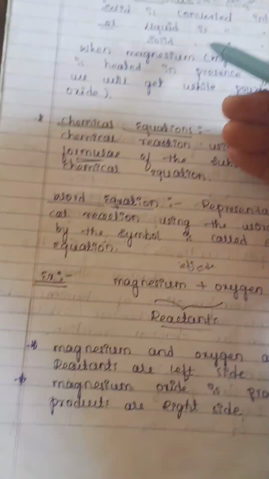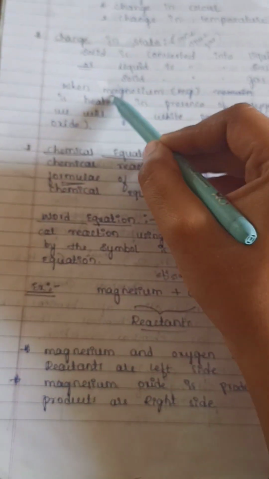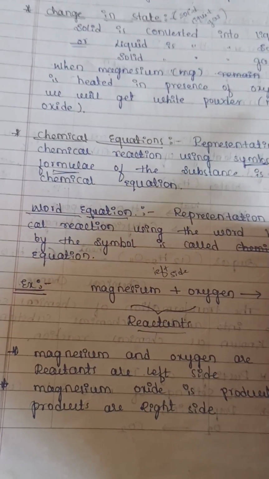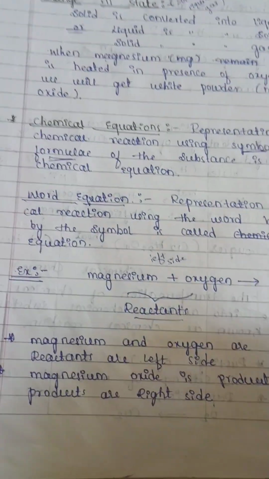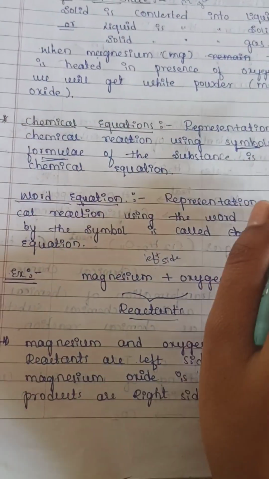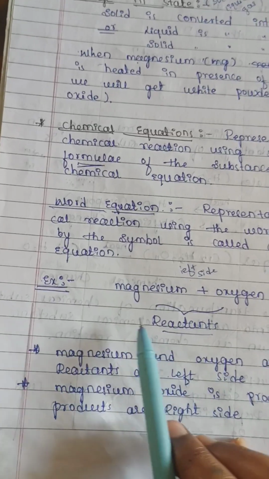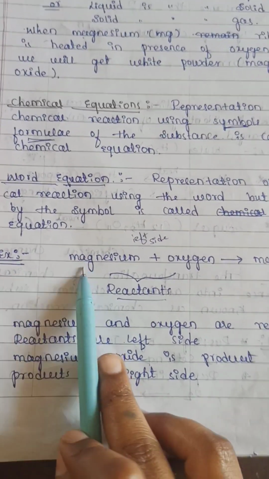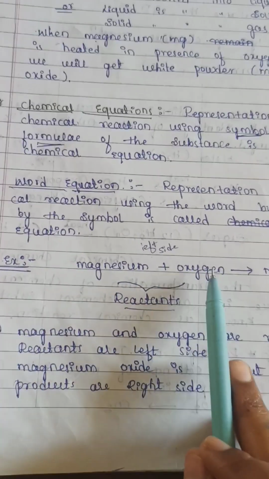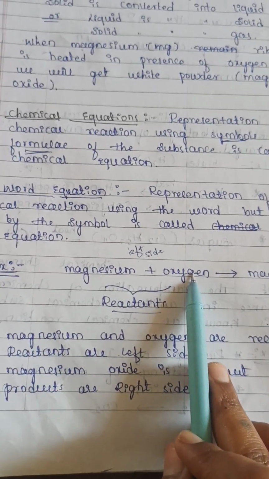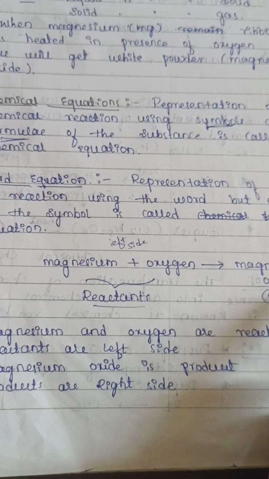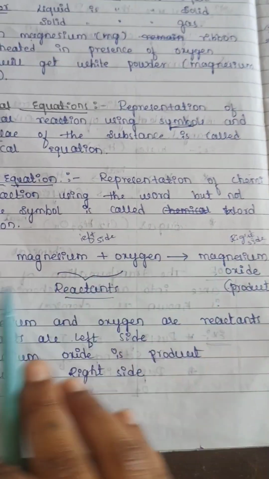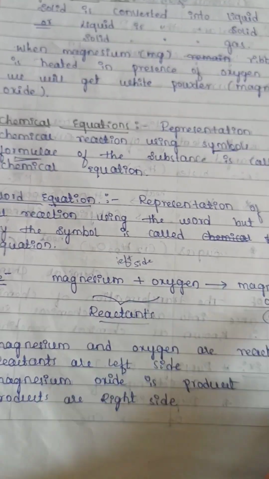See, in this equation, when a magnesium ribbon is heated in the presence of oxygen, what will you get? You will get MgO, that is magnesium oxide. That is how we represent it by using a word equation. Magnesium, when heated in the presence of oxygen, gives magnesium oxide. So this is what we call a word equation.